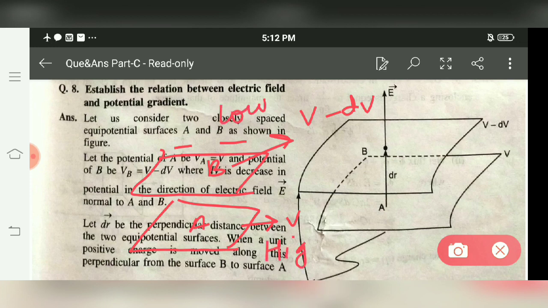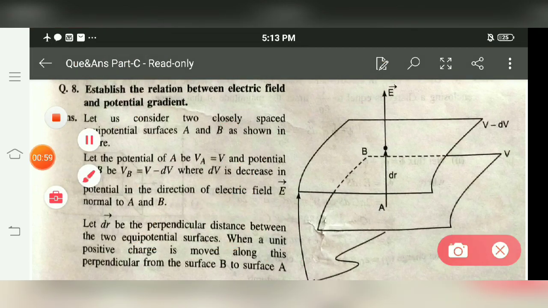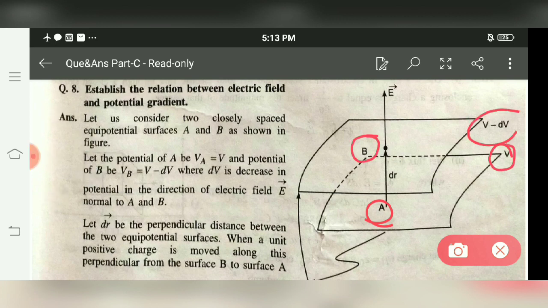So field is always from, we have two alternatives: E is always from positive to negative, or we can also say in an alternative way that E is always directed from the body at high potential to the body at low potential. So if we have two equipotential surfaces, A at potential V and the other at V minus dV, then the field is from A to B. Let them be separated by a distance dr.